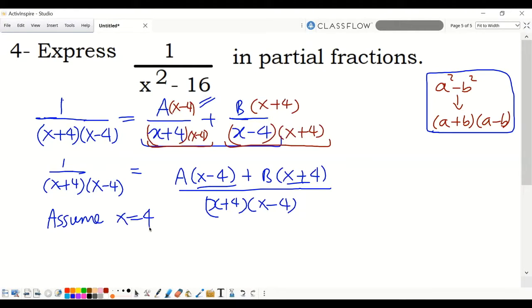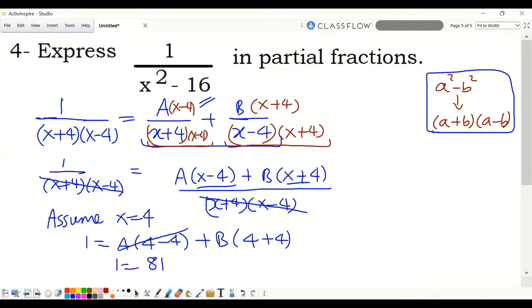Since the denominator of both sides are same, we can cancel them out. So 1 equal to a, we have assumed 4, so 4 minus 4 plus b, 4 plus 4. So that was the purpose, so that this becomes 0, 1 becomes 8b, 4 plus 4 is 8. So b will be 1 over 8.